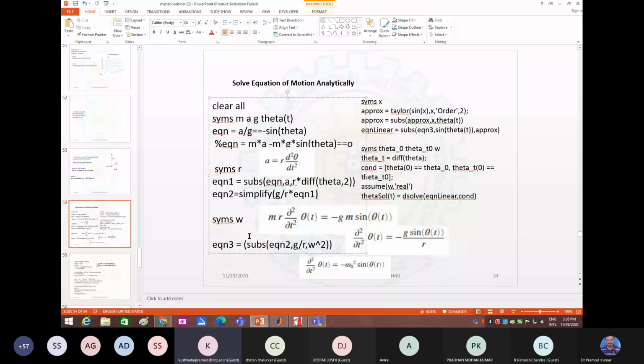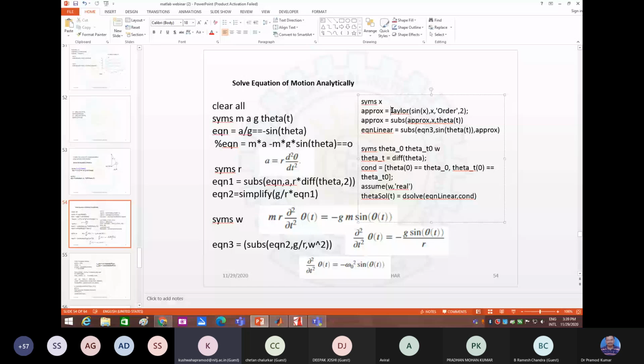After that, we substitute w, that is omega. g by r is substituted with omega square. Then we get this relation. Once we get this relation, because theta is very small, sine theta becomes theta. This thing we can obtain from the Taylor series.